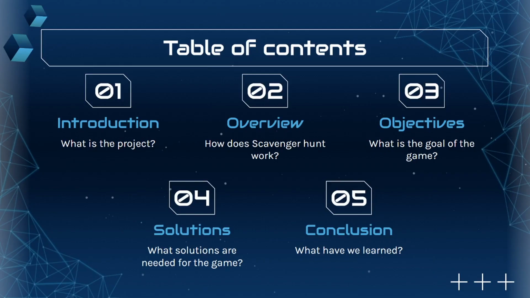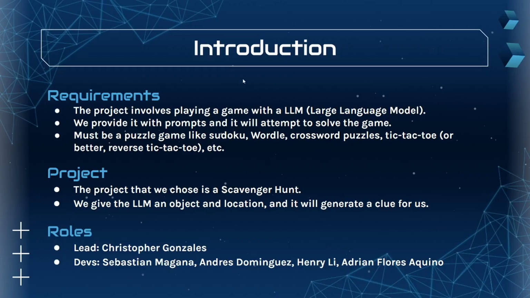Table of contents. We decided to split the presentation into introduction, overview, objectives, solutions, and conclusion. And now I'm gonna talk about the introduction. I will cover the general project outline and then the specific project that our team is doing. And finally, we're gonna cover who's doing what, or the team's roles.